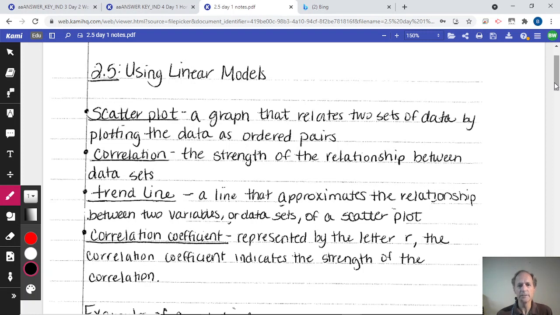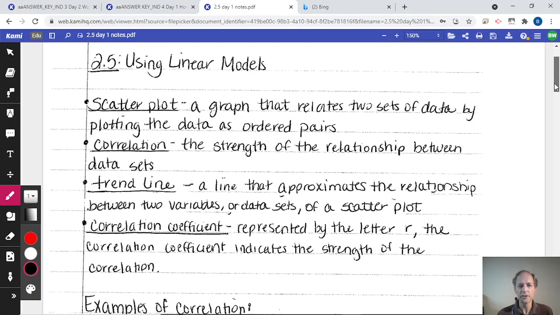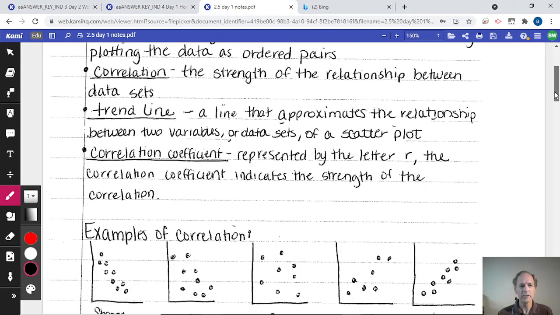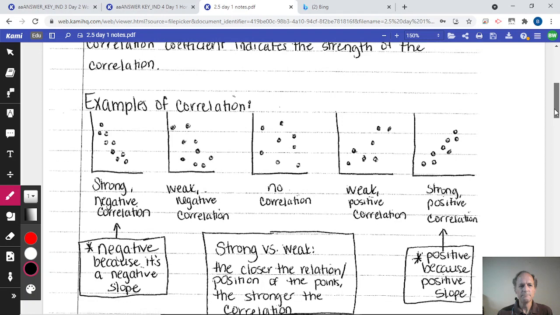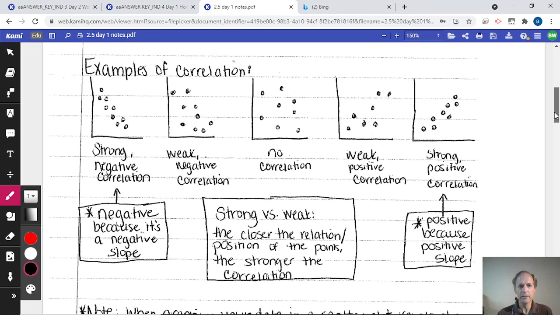Okay, so a correlation is the strength of the relationship between data sets. We'll look at some examples. A trend line is a line that approximates the relationship between two variables or data sets of a scatter plot. You see, the points won't all be on a line by any means, but there'll be a line that approximates the data. A correlation coefficient, represented by the letter R, indicates the strength of the correlation. Okay, so let's look at some examples. If you have a scatter plot, it might look like one of these.